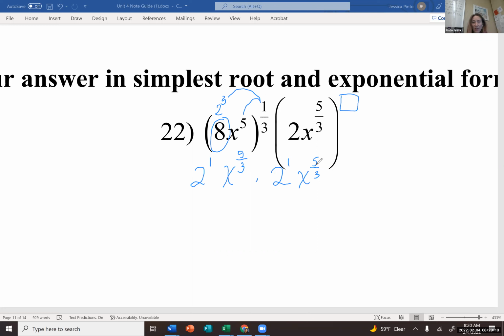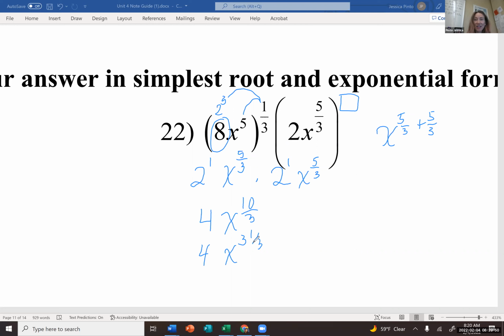So before I simplify these radicals, I'm going to combine everything. And so I know that 2 times 2 is 4. And I've got x to the 5 over 3 times x to the 5 over 3, so I'm adding 5 over 3. They have the same denominator, so it's going to be 10 over 3. Now I'm going to convert that to the mixed number. So I've got 4 x to the 3 and 1/3.